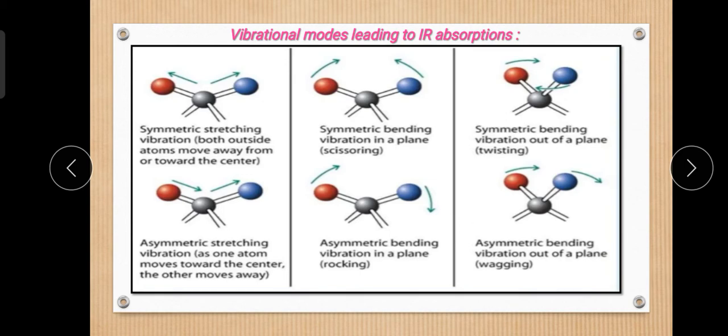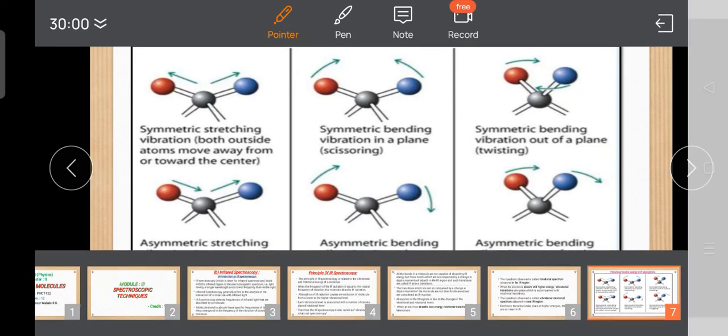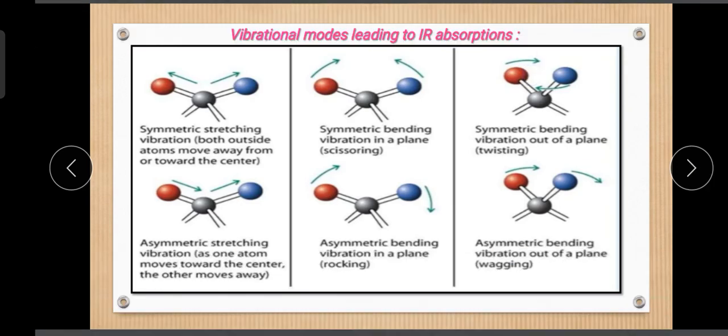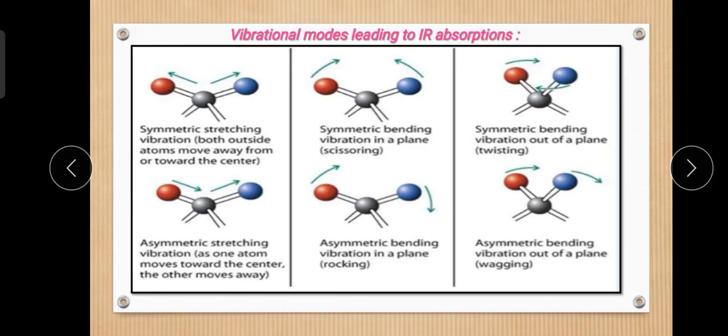Now the next one is the symmetric bending, vibration out of plane. Those were all in the same plane, but here the plane is changed, that is out of plane, and it is called twisting. So here is a center, but these two bendings are in a symmetric way but not in one plane. That means this is bending like this and this is bending like this. So these two atoms bend out of plane. So this is the twisting. So, symmetric bending, vibration out of plane.